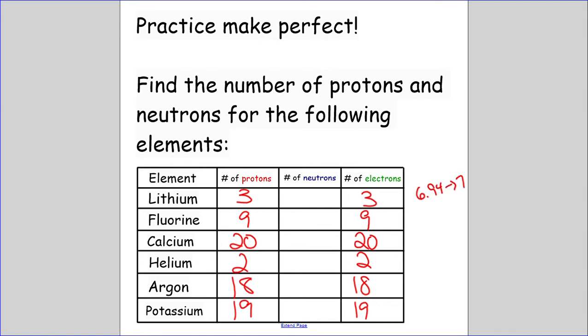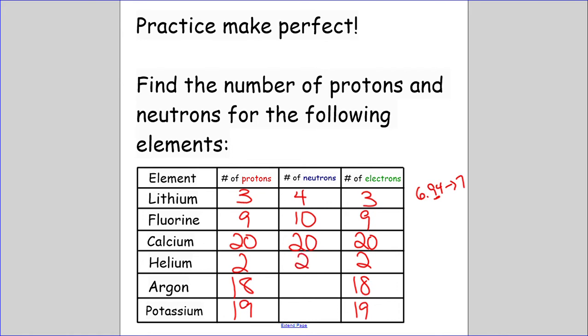Because remember, if this digit is a 5, 6, 7, 8, or 9, it's going to round the whole number up. So 7 minus the atomic number, which is the number of protons, 7 minus 3, gives me 4. Moving through that list, 18.9 is fluorine. That's going to round up to 19. So 19 minus 9 gives me 10. Calcium is 40 rounded. 40 minus 20 is 20. Helium is 4, and it's almost exactly 4. 4 minus 2 just gives me 2.